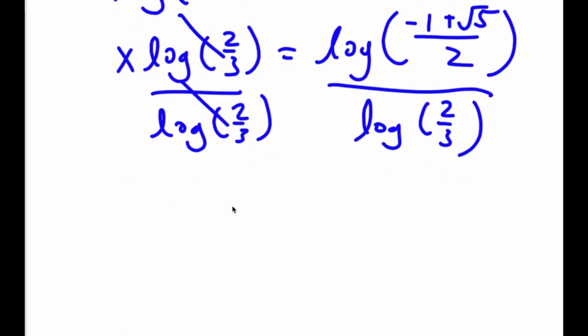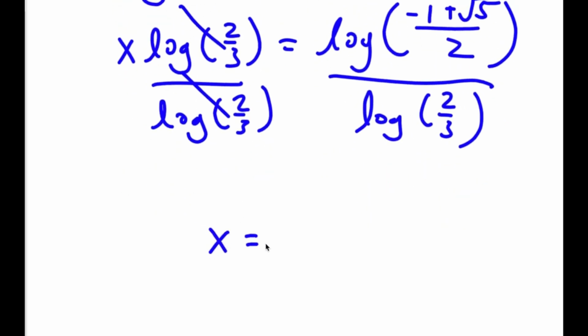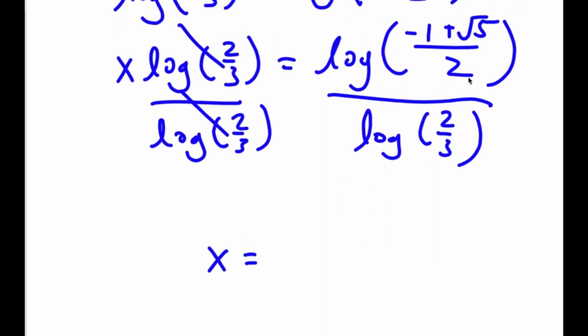So then these two cancel out, and I would have x is equal to log of negative 1 plus square root of 5 over 2, over log 2 over 3, which is equal to approximately 0.87.